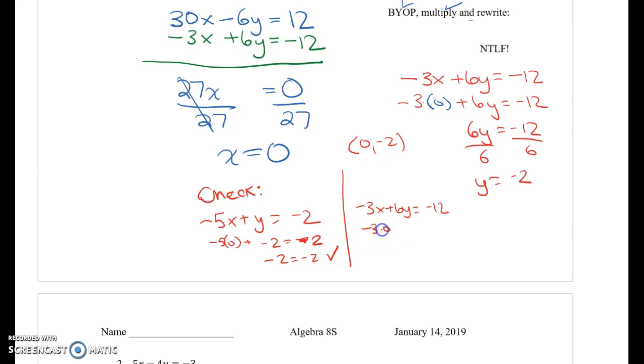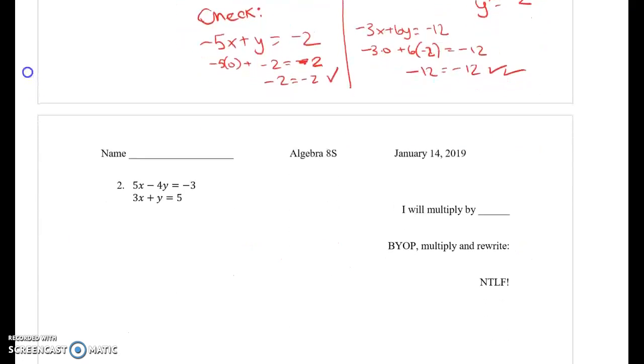And then -3 times 0 plus 6 times -2 equals -12. That means -12 equals -12. And yeah, I can get on board with that. Hooray! I'm in great shape here. Okay, so let's do this again with another one.